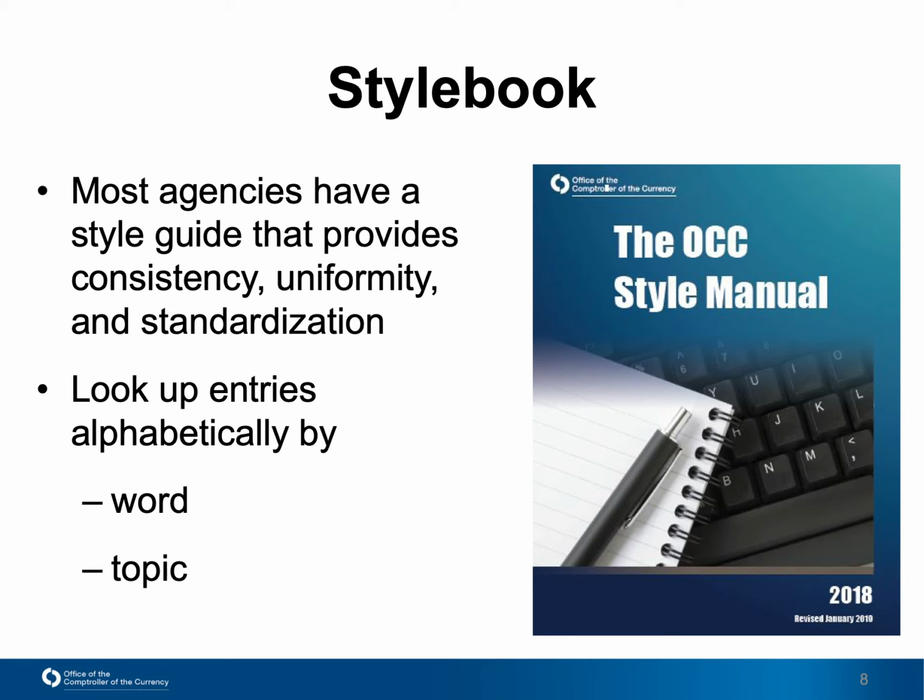Here at the OCC, we have what's called the OCC Style Manual, and it's a document that kind of tells us what things we should spell out, what words we should and shouldn't use in our writing, and it kind of gives a uniformity to anything that's put out of the OCC, whether that be a news release, a bulletin, or anything like that.